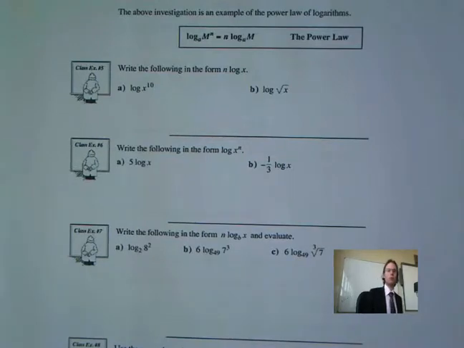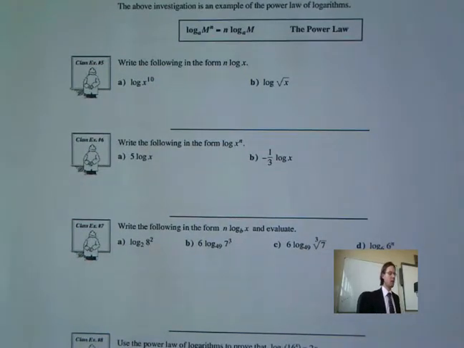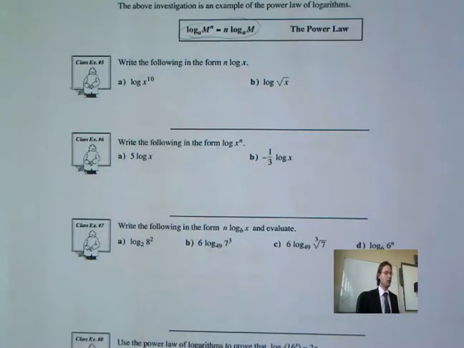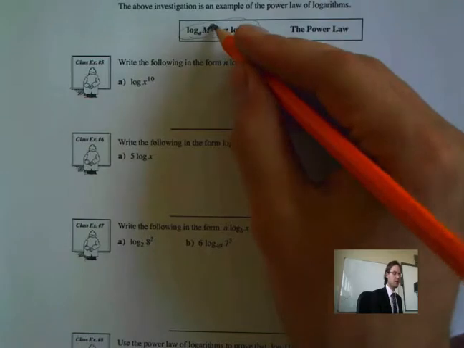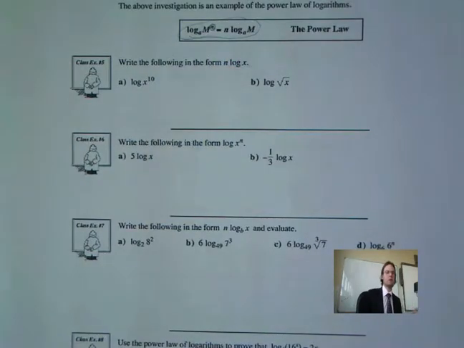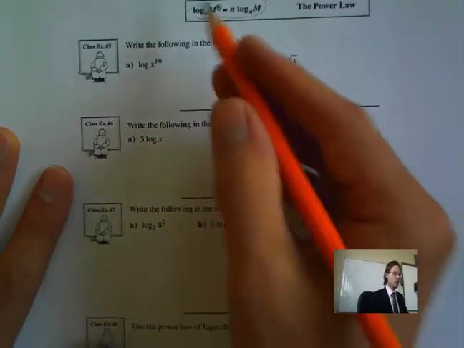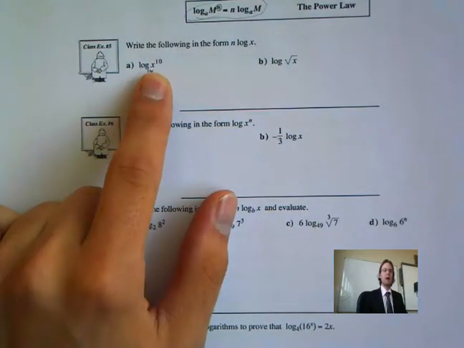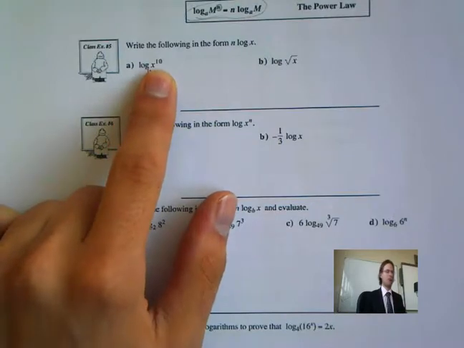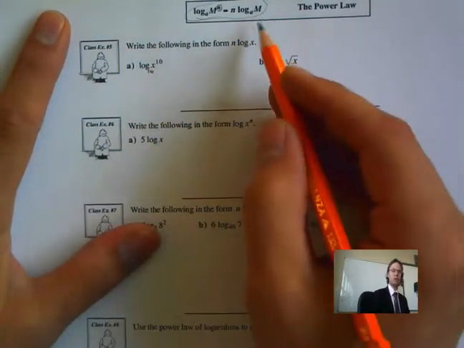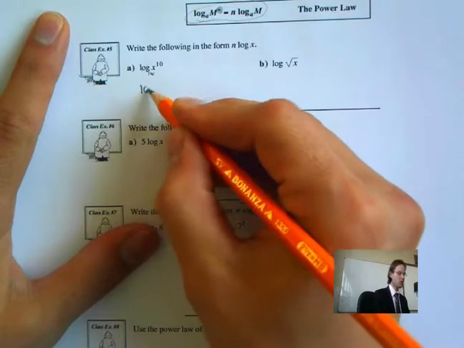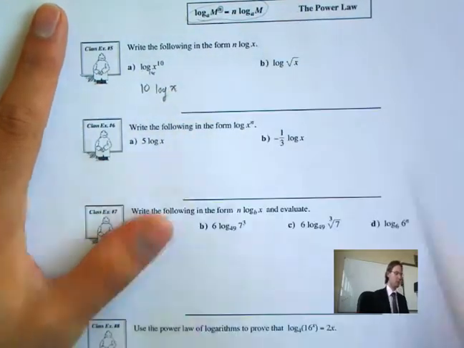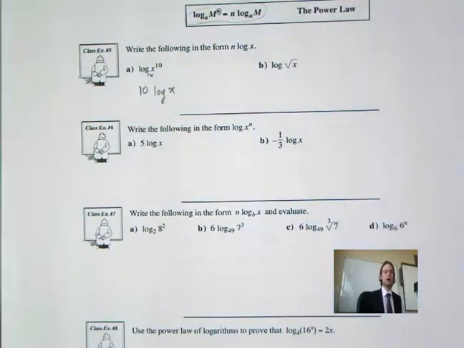Welcome back. Hopefully you went over that investigation there. And now we're going to look at, and you should have come up with this power law. Okay? So basically all that means is if there's an exponent, we can put it down in front. So right here we have log, this is base 10, of x to the power of 10. Well, if we follow the formula there, what it means is we put the 10 in front, and we have log x, and that's it. So it's 10 in front of log x, okay?